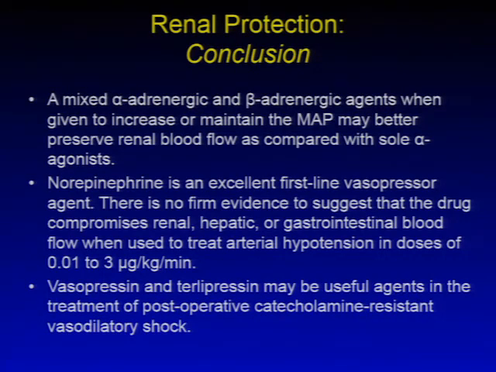So in conclusion, a mixed alpha-adrenergic and beta-adrenergic agent, when given to increase or maintain mean arterial pressure, may be better than a sole alpha agonist. Norepinephrine is therefore an excellent first-line vasopressor agent. There is no firm evidence to suggest that the drug compromises renal, hepatic, or gastrointestinal blood flow when used to treat arterial hypotension in doses of 0.01 to 3 mcg per kg per minute. Vasopressin and terlipressin may be useful agents in treatment of postoperative catecholamine-resistant vasodilatory shock.